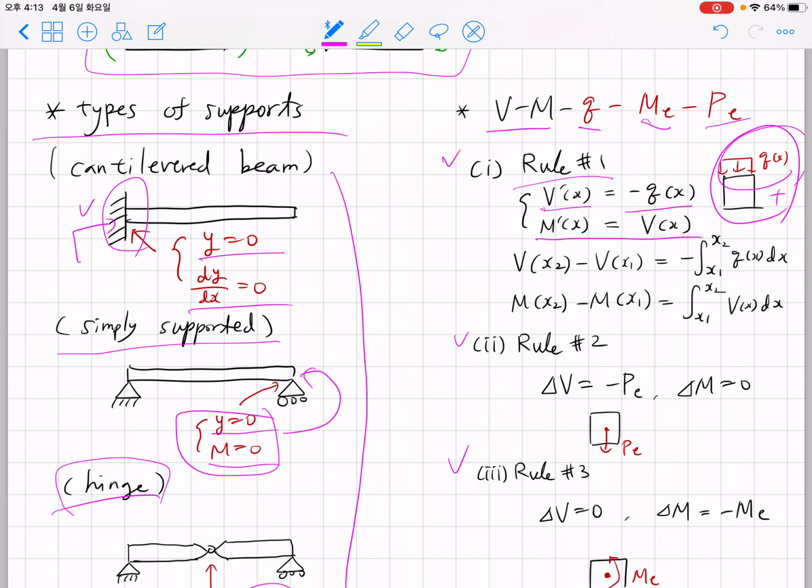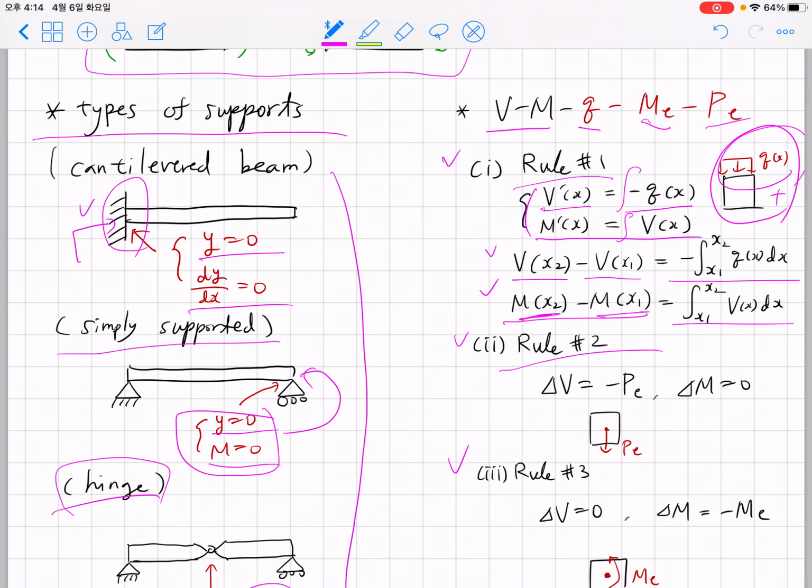Then when we consider M prime, the slope of the moment, it is the same as V. Out of this differential equation and differential relationship, we can of course obtain the integral relationship. To obtain the difference between V at x2 and V at x1, you do integration for the right hand side. And it's the same for M. When you want to obtain the difference between M at position 2 and M at position 1, you have to integrate the right hand side.